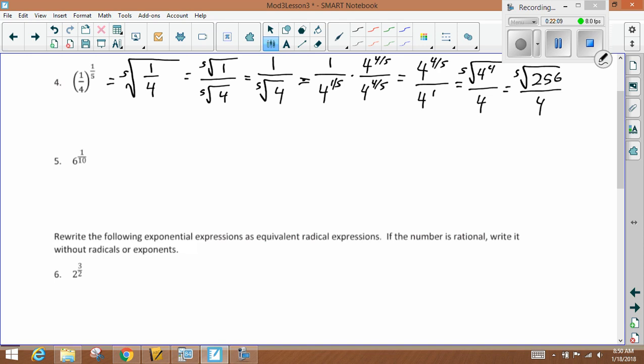Nope. So that's it. We did it. That's about as nasty as that gets. So there. All right. Here we go. 10th root of 6. Much better.